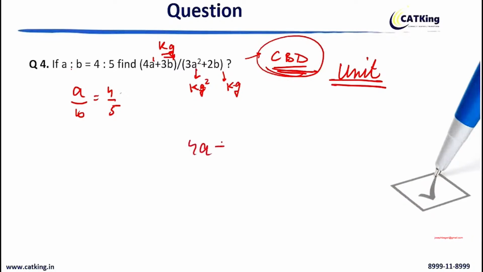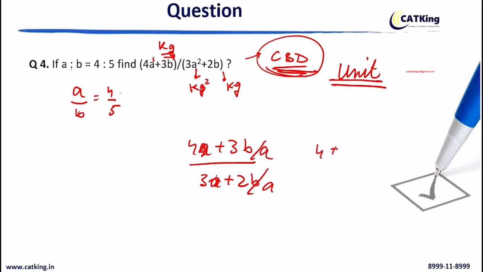Also, suppose this question would have been 3a plus 2b, then what? Then the units are fine. Then how you will solve it? Just divide it by a. So a cancel, this become b by a. So this is 4 plus 3 into b by a. What's the value of b by a? A by b is given as 4 is to 5. So b by a is 5 is to 4. Just put the value, you will solve it.